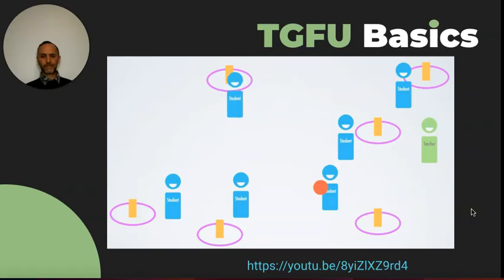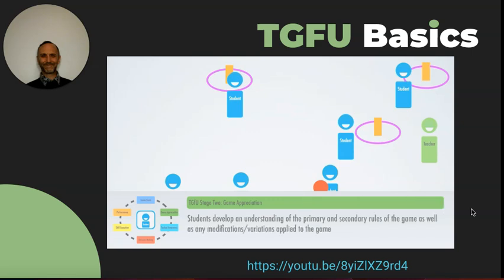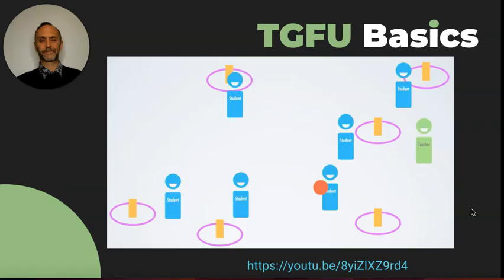As the students are learning the primary and secondary rules of the game, this represents the second stage of TGFU, which is game appreciation. The students continue to learn the rules of the game through playing the game as the teacher adds more and more variations and modifications to gameplay. The teacher can then continue to add to the tactical complexity of the game by adding new layers and progressions.